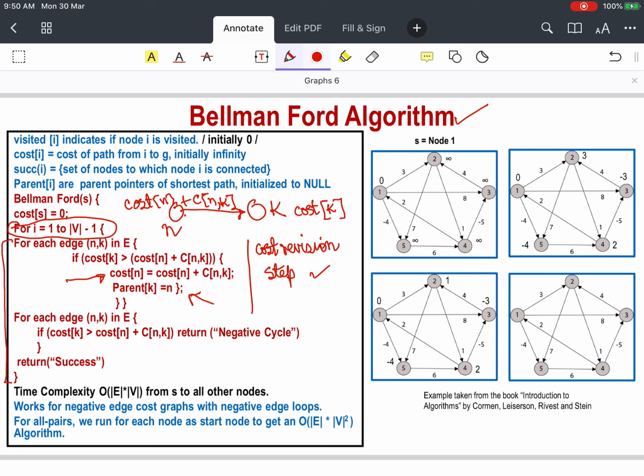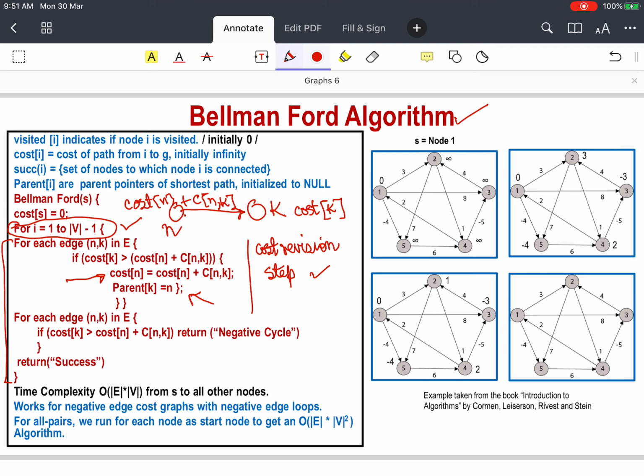The idea is that in iteration 1, it will check whether a path of length 1 is there. In iteration 2, it will be able to check paths of up to length 2. In iteration 3, up to length 3, and so on and so forth. And at the most, the maximum path length between any two nodes can be of length v-1. So we run it for v-1 iterations.